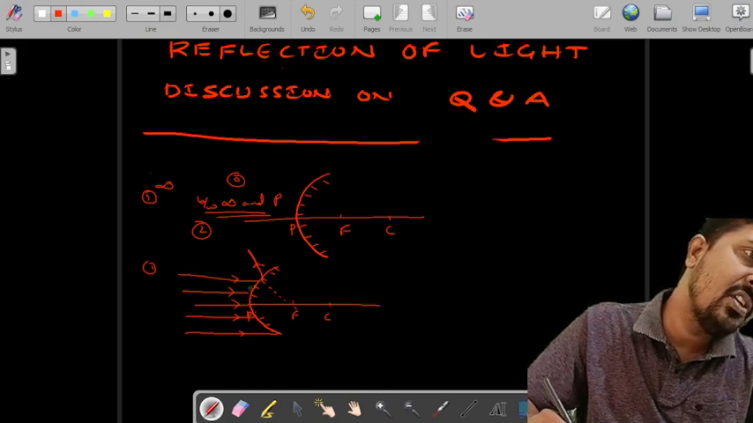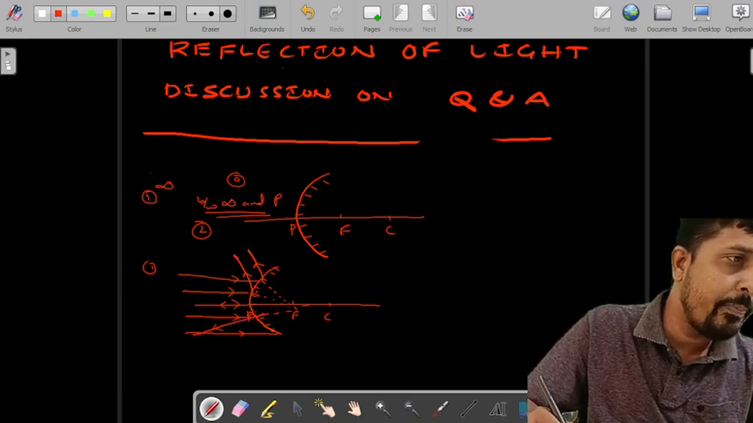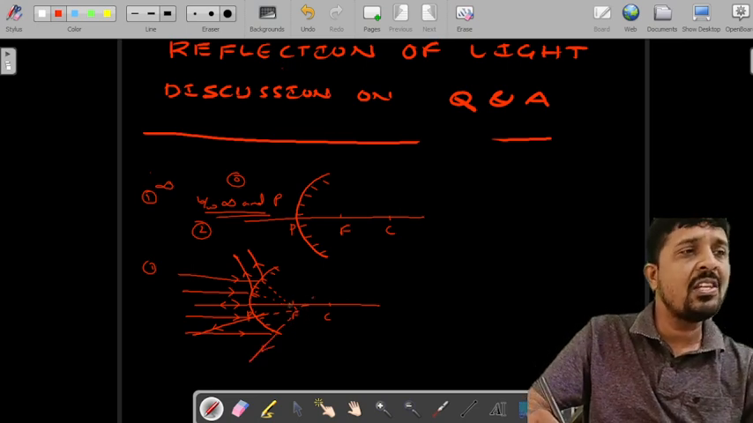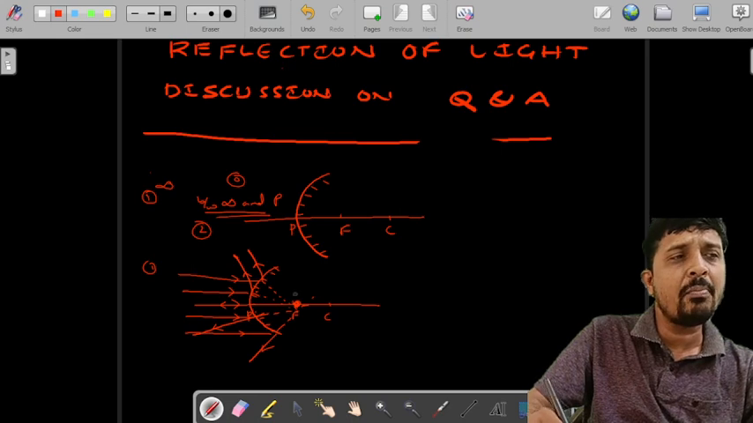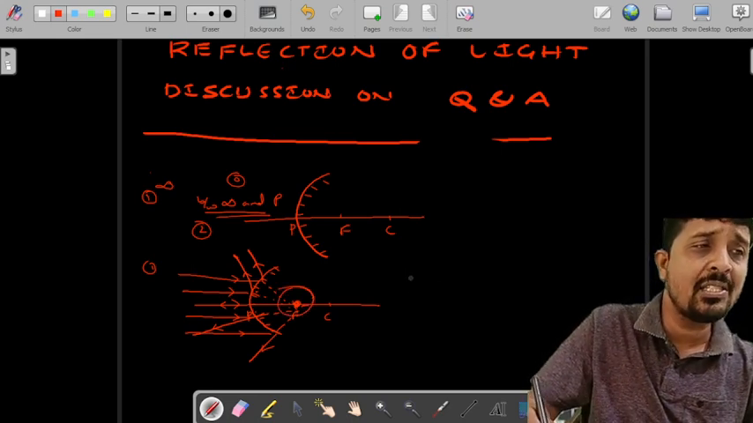It is diverging here, diverging here, and on the principal axis it will bounce back. It is diverging here and it is diverging here. Then obviously where the image is formed behind the mirror, exactly on a highly diminished point image is going to be formed in this condition.